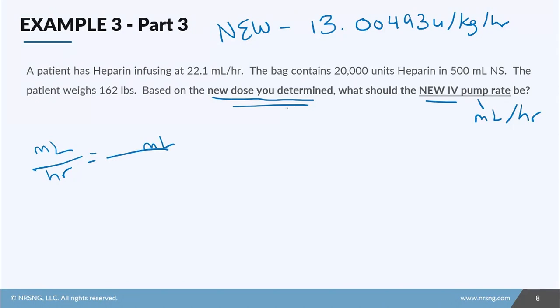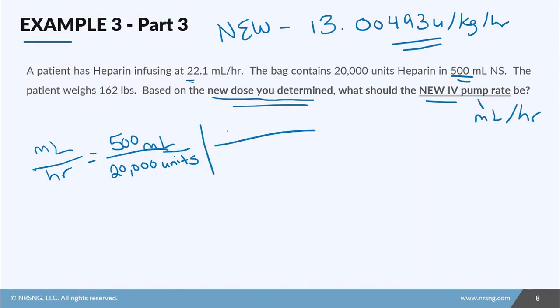What do we know? Well, we know a couple of things. Since we're looking for a new rate, putting in the current rate's not really going to help us, is it? So let's start over here. We know that 500 milliliters is 20,000 units. Okay. What else do we know about units? Well, didn't we just figure out what new units we want? Yep. So 13.00493 units per kg per hour.